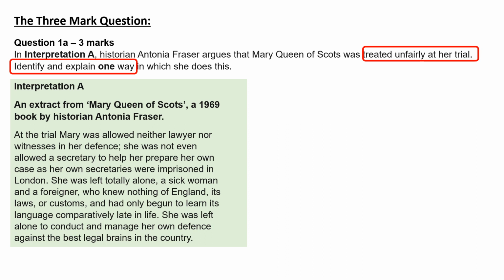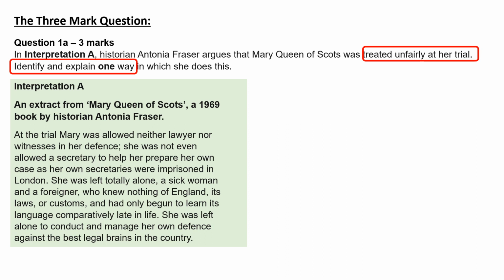So if we read through the interpretation together first of all, it says, interpretation A, the provenance then states, an extract from Mary Queen of Scots, a 1969 book by historian Antonia Fraser. So as I've said, it will always be an interpretation. It will always be after the time produced. It could be that you get an image in the exam. Obviously, in this instance, we have a written interpretation.